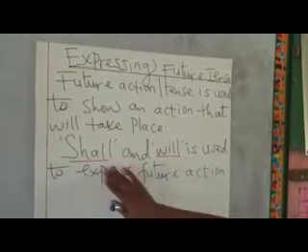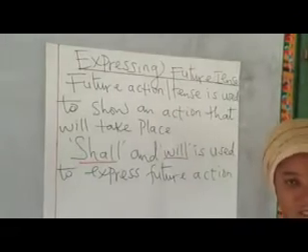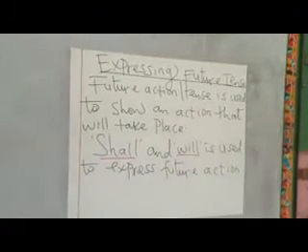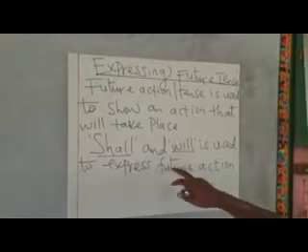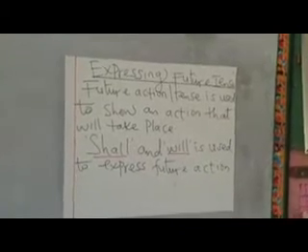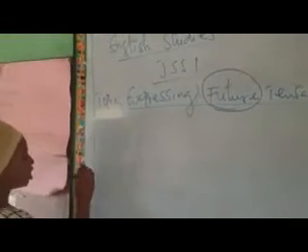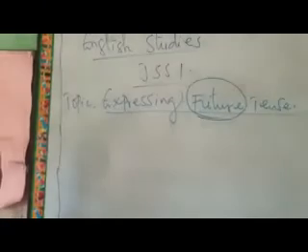Whenever you see shall and will in a sentence, it is talking about future tense. Is that clear? That's why I wrote here that shall and will is used to express future action, or future tense. Alright, now here we write the meaning of future action. Now whenever I say action or whenever I say tense, it means the same thing. Okay, please don't be confused.